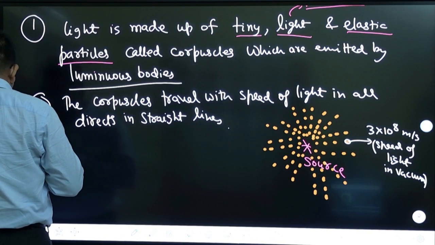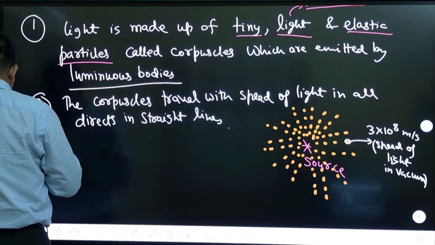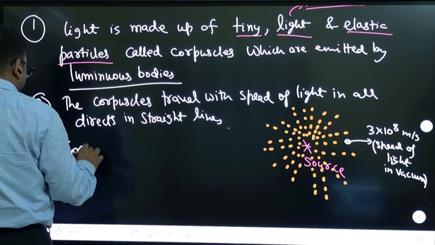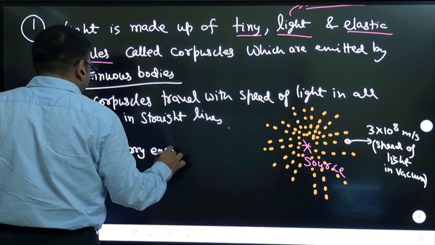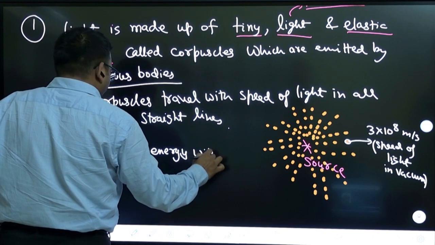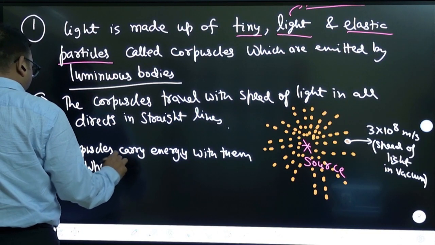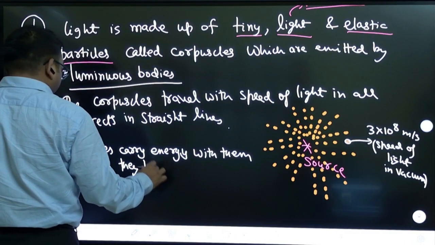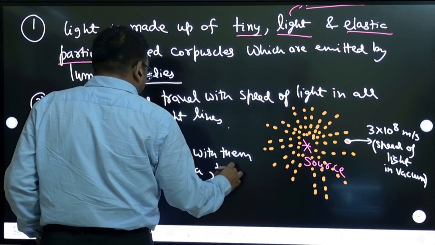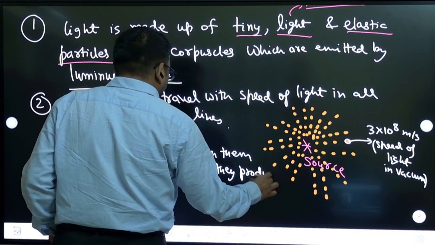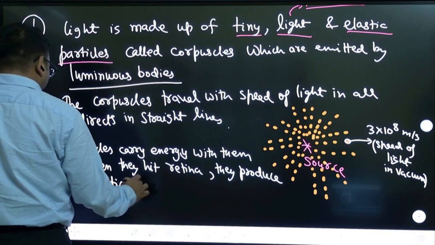What else? Corpuscles carry energy with them. When they strike the retina of the eye, they produce the sensation of vision.